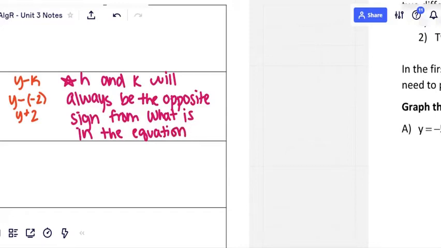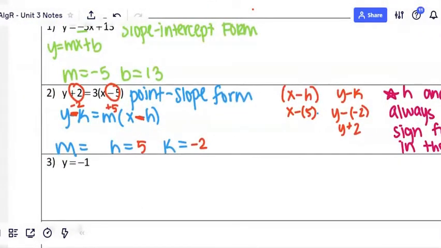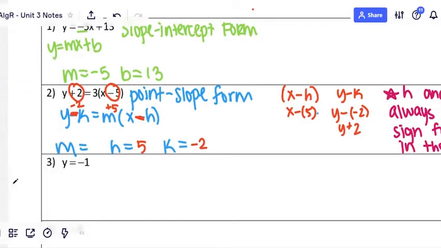Okay, we have one more important letter to identify, and that is m. And m is our value that's being multiplied to the x minus h, so m is 3.